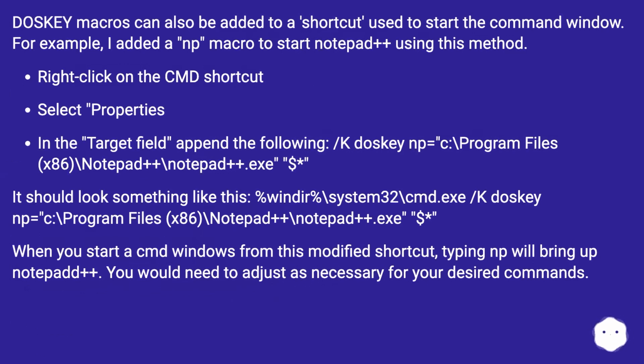Doskey macros can also be added to a shortcut used to start the command window. For example, I added an np macro to start Notepad++ using this method. Right-click on the CMD shortcut, select Properties, and in the Target field append the following: /k doskey np=c:\program files (x86)\notepad++\notepad++.exe $*. It should look something like this: %windir%\system32\cmd.exe /k doskey np=c:\program files (x86)\notepad++\notepad++.exe $*. When you start a CMD window from this modified shortcut, typing np will bring up Notepad++. You would need to adjust as necessary for your desired commands.